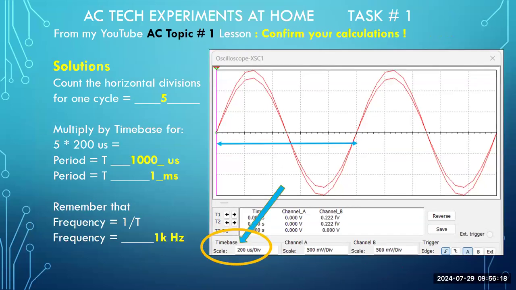Okay, we're back, my friends, and hopefully you were able to get these quantities calculated. If you count the number of horizontal divisions for one cycle, back in the previous training video, AC topic number 1, I showed you that the big squares are called divisions, major divisions, and then the little hash marks on the DC reference line are minor divisions. But you count the big squares, the big divisions, so you count 1 square, 2 square, 3, 4, 5 divisions for one cycle, and it's also defined what is one cycle in the previous training video.